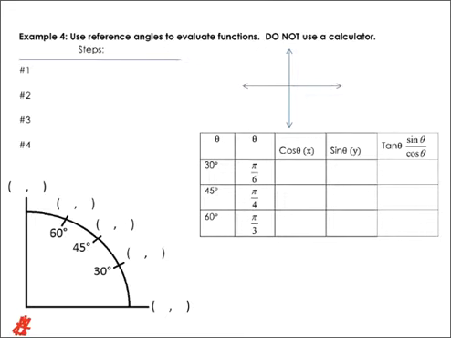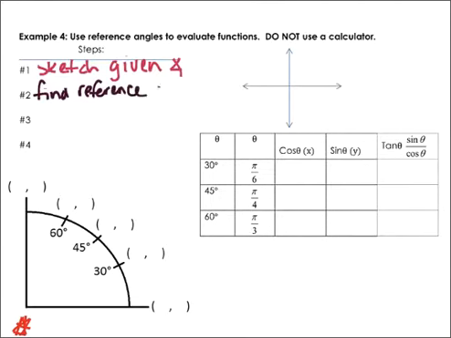Okay, so the steps. Step 1, what I'm going to have you do first is sketch the given angle. So we've practiced this quite a few times. Hopefully you kind of got it. So I want you to sketch the given angle first. Next, I want you to find the reference angle. And we practiced that quite a few times. You guys should be pros at this by now. So find the reference angle. Remember, that's the one that looks like this, theta with theta prime.